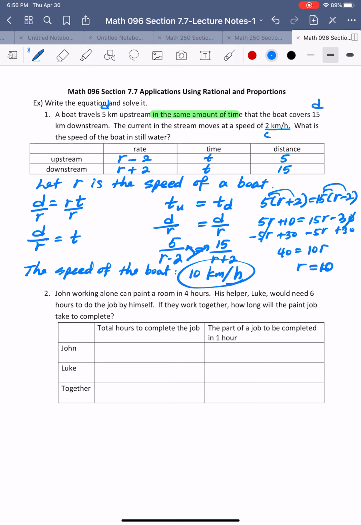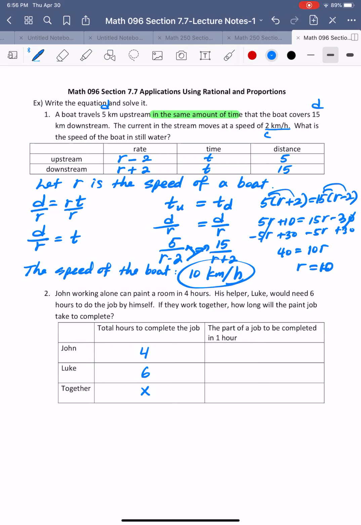All right, number 2. John working alone can paint a room in 4 hours, and his helper, Luke, would need 6 hours to do the job by himself. What if they work together? How long will the paint job take to complete? So the total time to complete the job is 4 hours for John and 6 hours for Luke. But together, we don't know, so for something you don't know, you put an x.